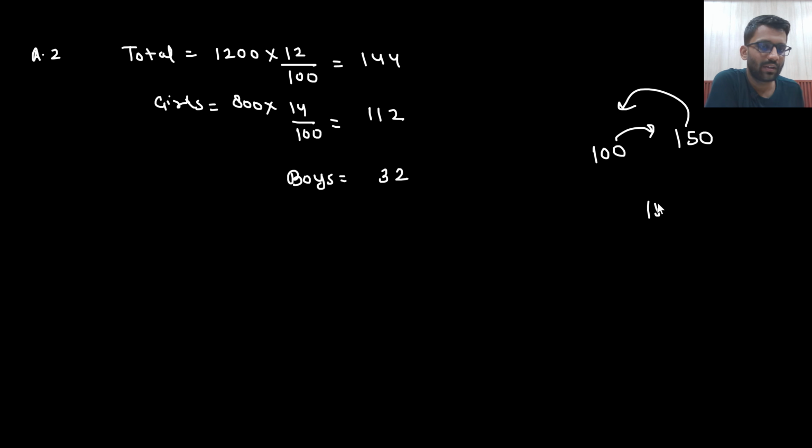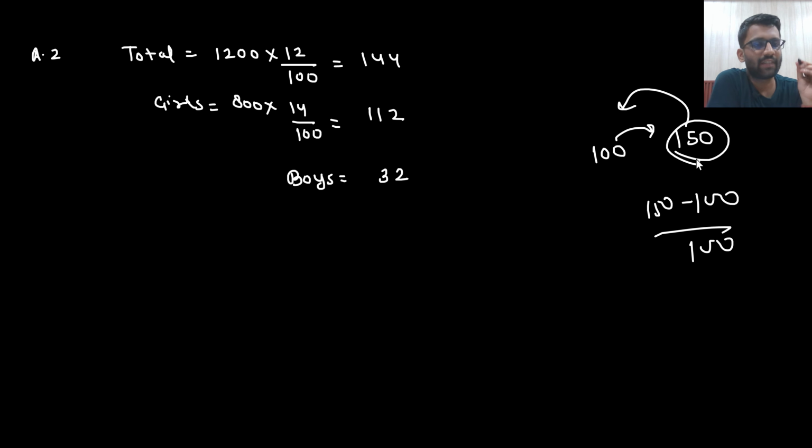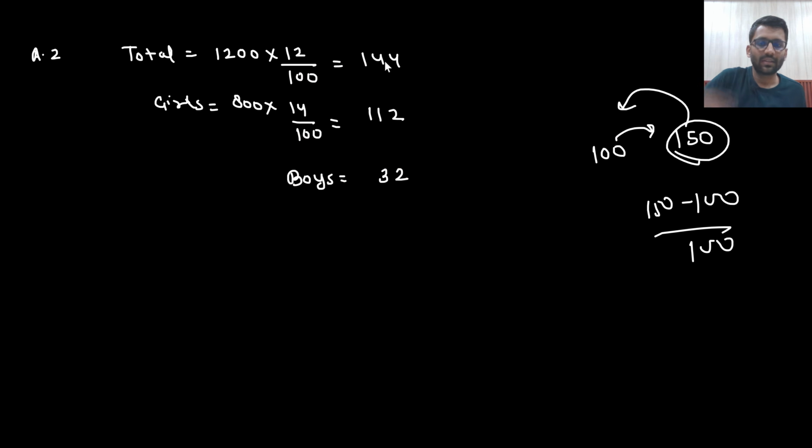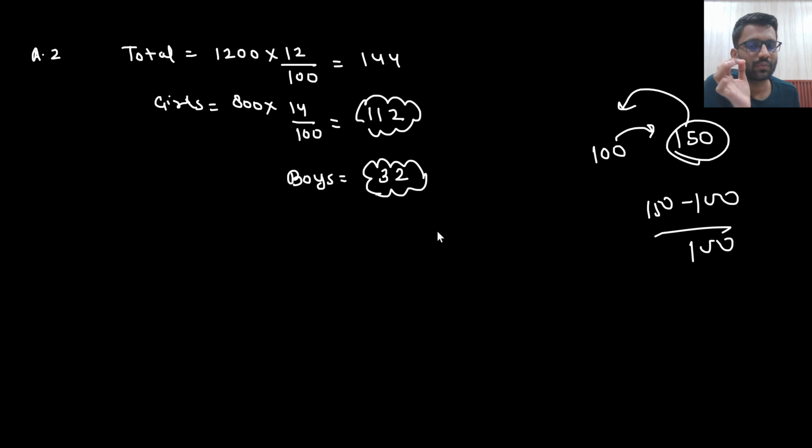So how will you do it? 150 minus 100 divided by 100. 150 is 50% more than 100. Say yes or no? What they are saying, the number of girls is how much percent more than the number of boys. That means 112 is how much more percentage than 32, because these are the boys, these are the girls.